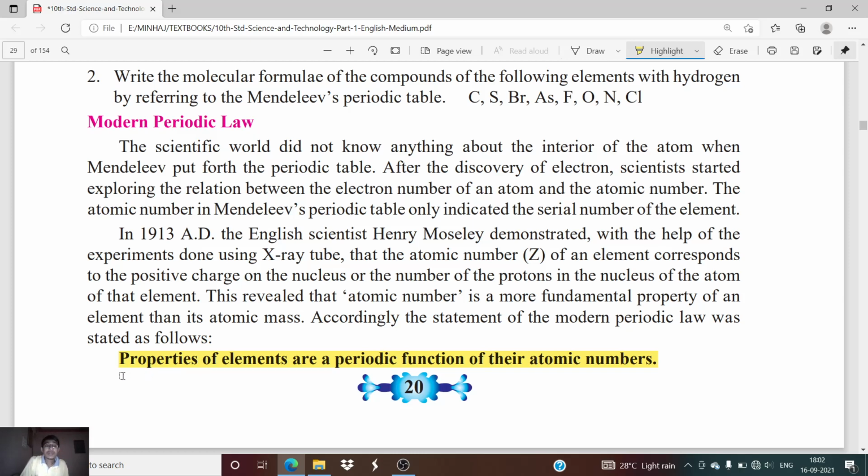By using this concept, Henry Moseley classified all the known 118 elements in a table, and that table is called the modern periodic table. So, in this lecture, we will study the structure of this table, the modern periodic table.